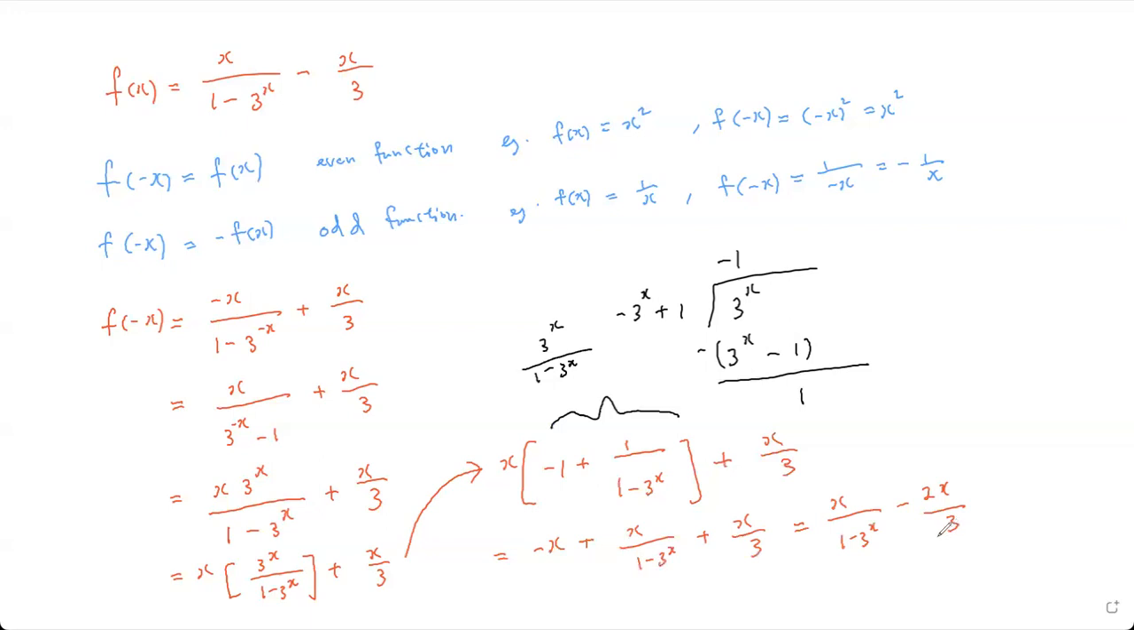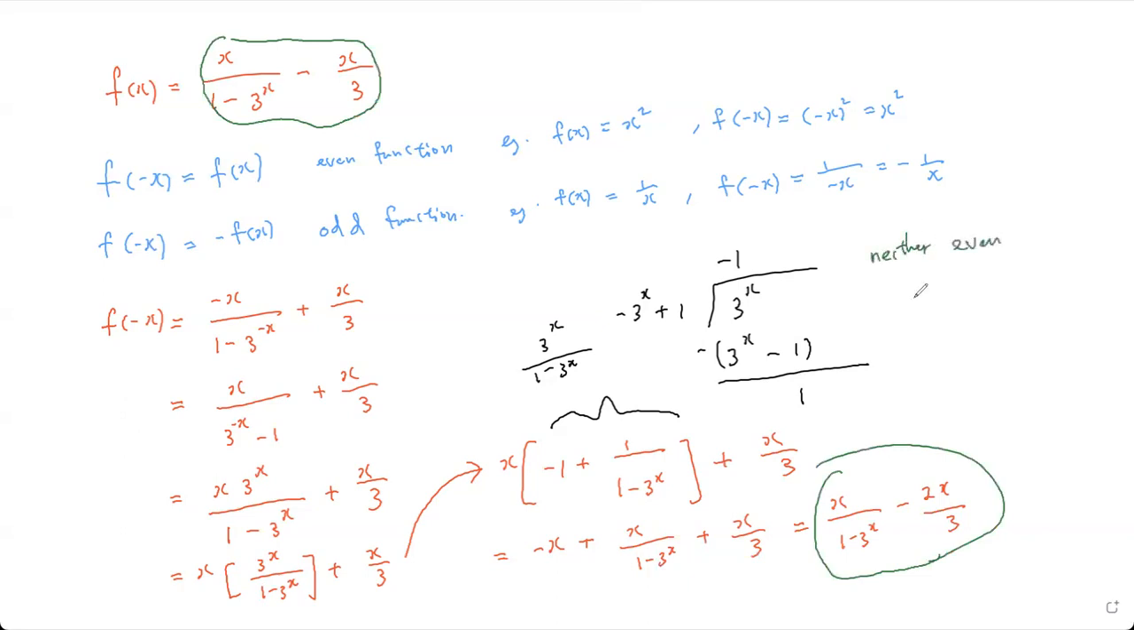So you can see this is actually not an even function, because this is not the same. This is not equal to f(x). We just showed that f of negative x is not equal to f(x). So actually, it is also not an odd function. It's neither even nor odd. So the conclusion is that it is neither an even nor an odd function.